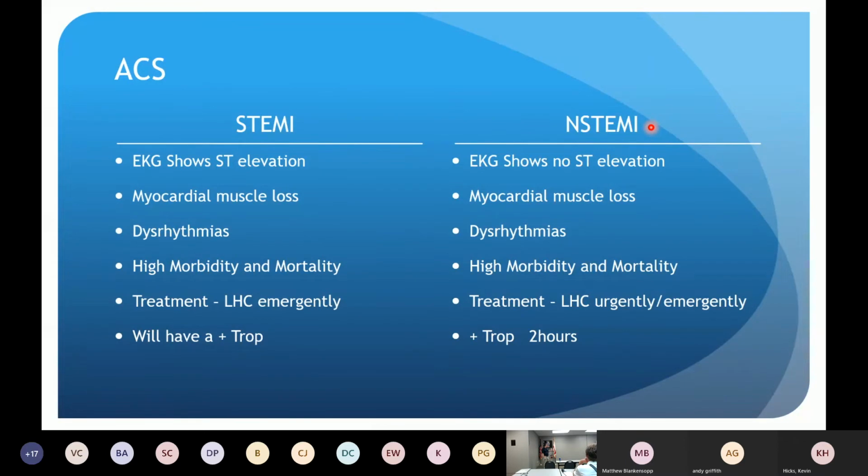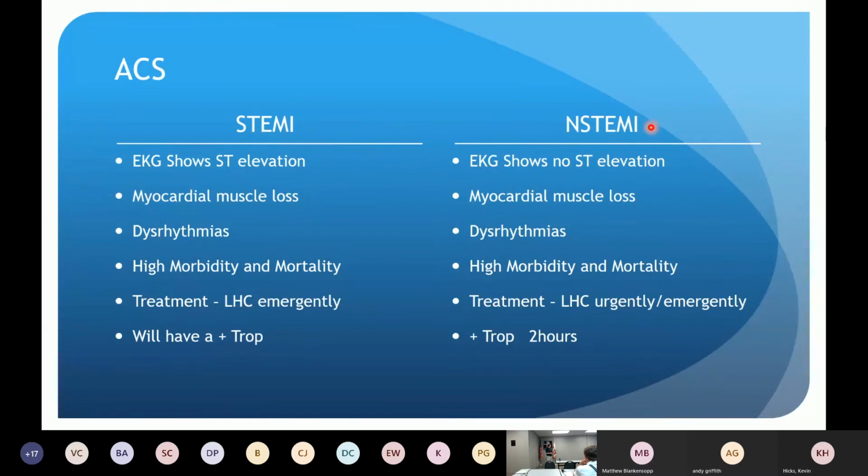EKG shows ST elevation, you get myocardial muscle loss, they get dysrhythmias, they get bradycardic, they get VTAC, they get VFib. High morbidity, mortality, people die from this, very bad. We treat with a left heart cath emergently. We can do lytics to bridge, but left heart cath is the way to go.